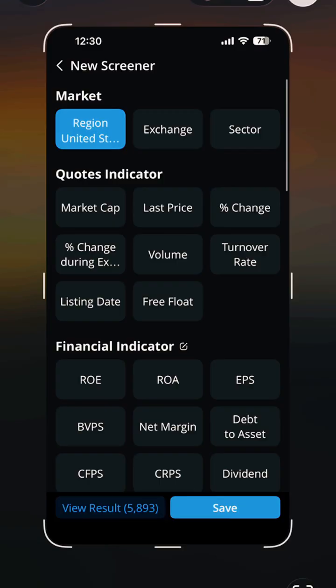All right. So now the next thing you can filter it by is sector. This one is major. That sector one is major.